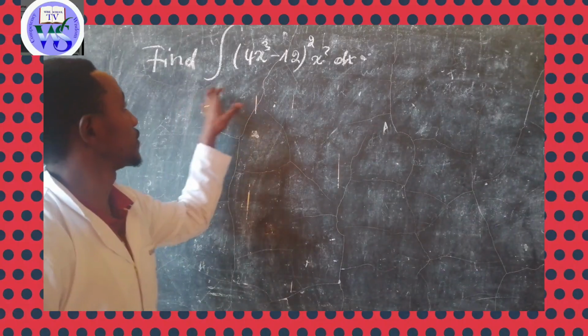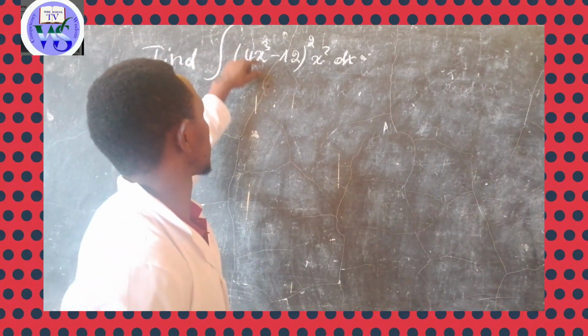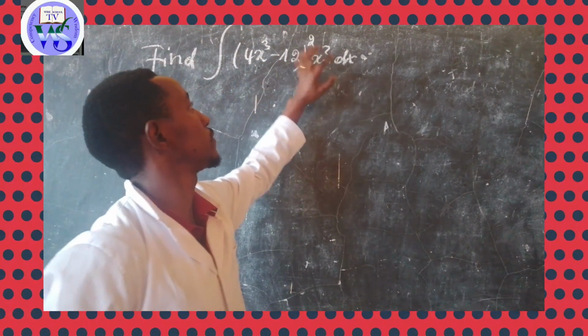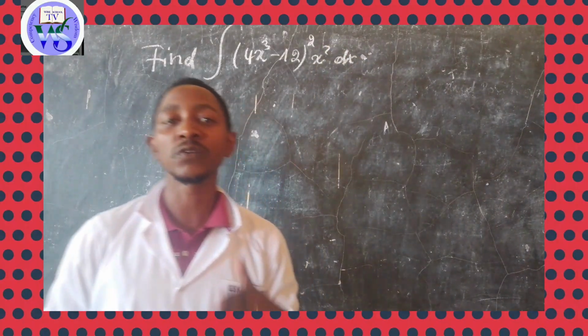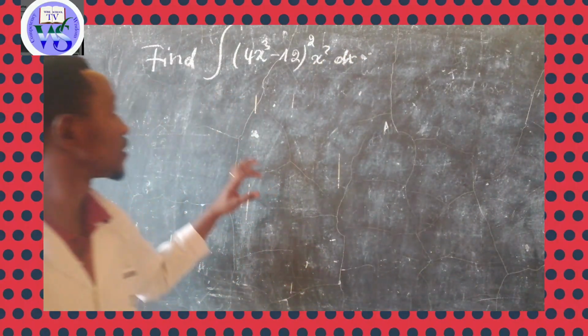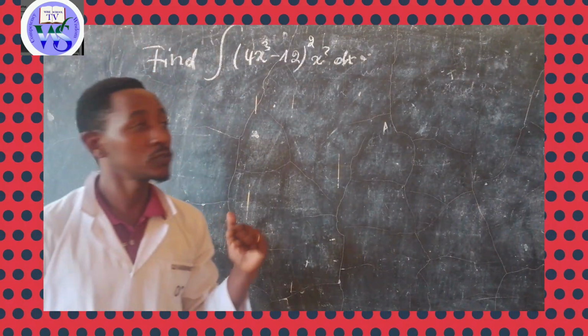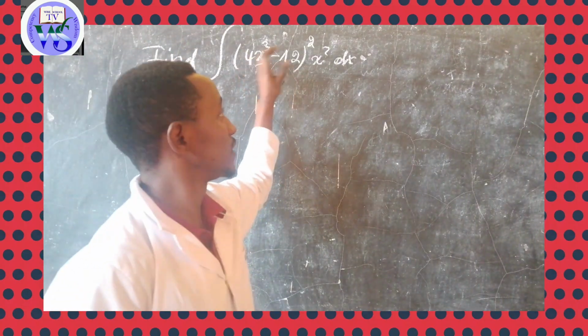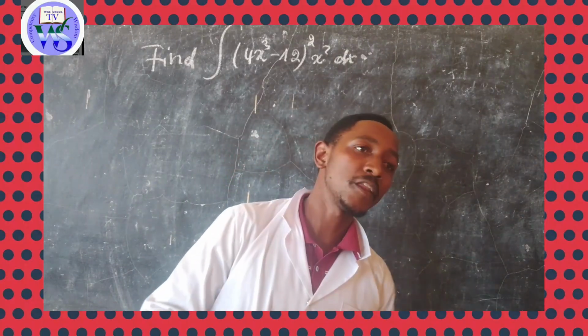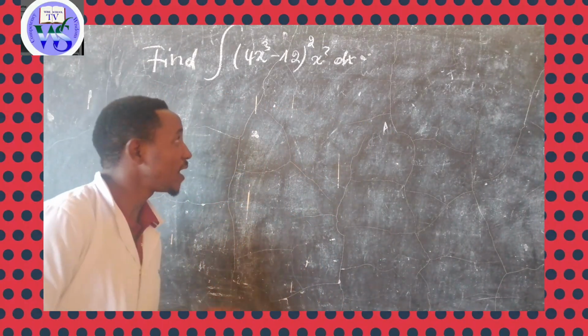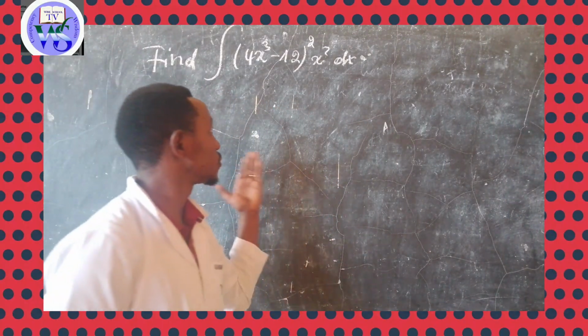Good. Find the integral of (4x^3 - 12)^2 x^2 dx. How to solve a question like that? So for this integral, the first method is to expand it, then integrate term by term. But there is a simpler way to solve this.